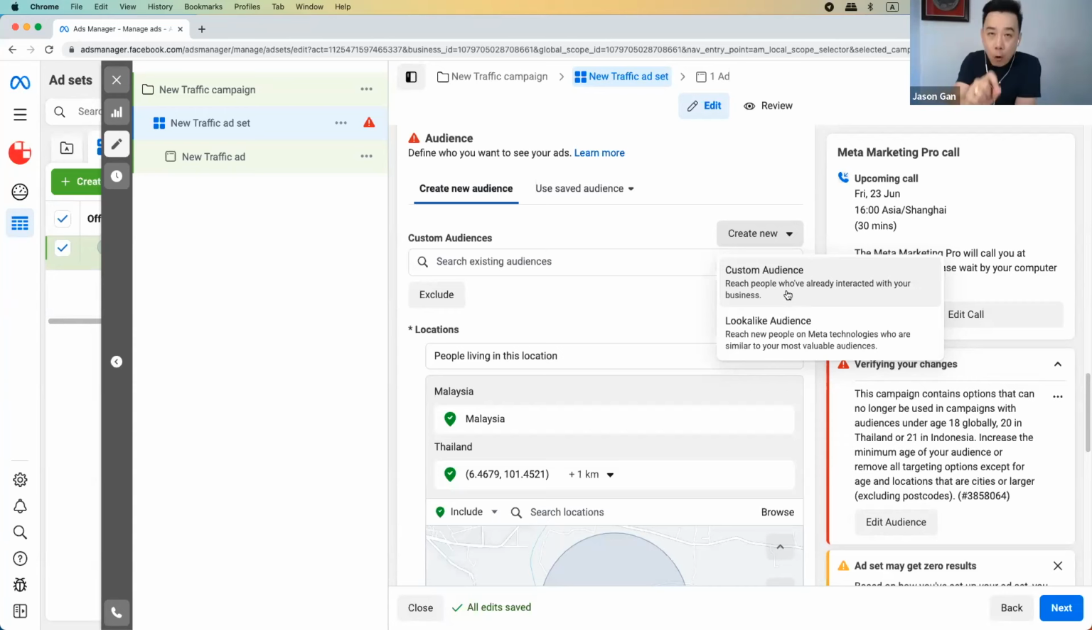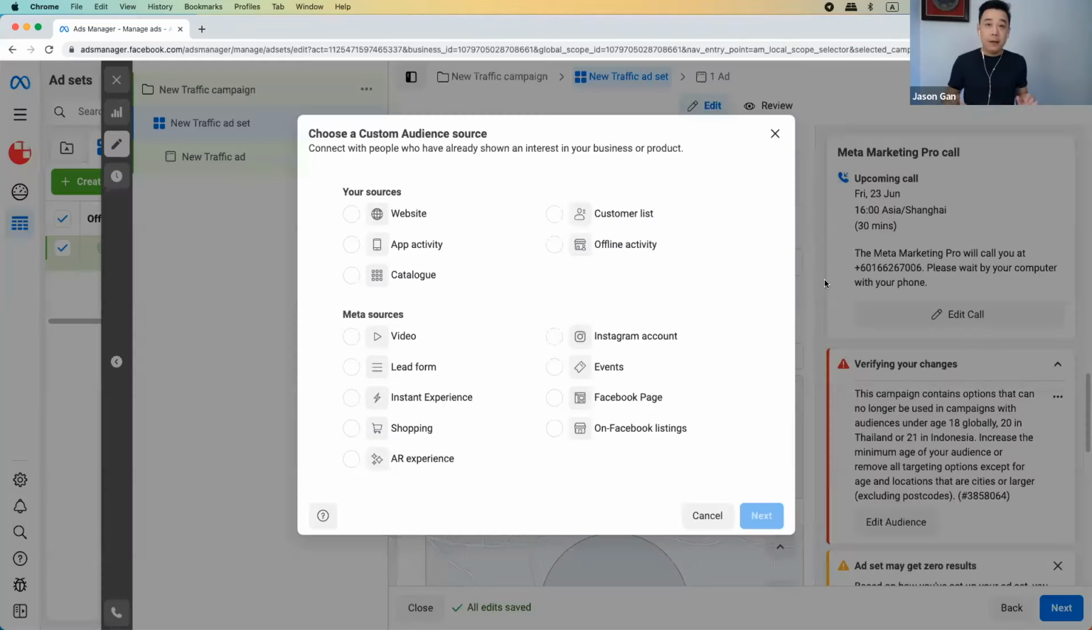So these are your own audiences, remember? Audiences that you own. Now, what are these things? Hang on, before we go in, we have these lookalike audiences, right? Lookalike audiences are essentially new people on Meta technologies who are similar to your most valuable audiences. Which means, what are your most valuable audiences? Audiences that you own that are valuable. So the keyword here is, it is derived from audiences you already own, which is custom audiences. So that's the reason why we need to start from the custom audience.